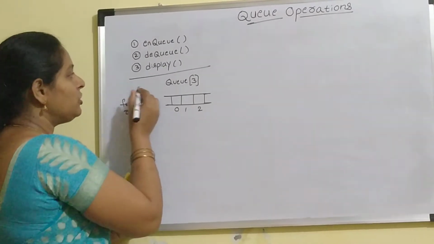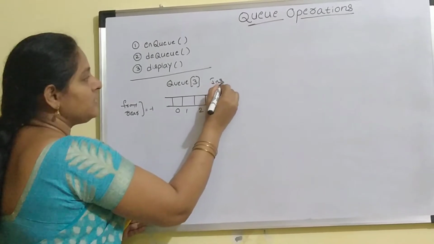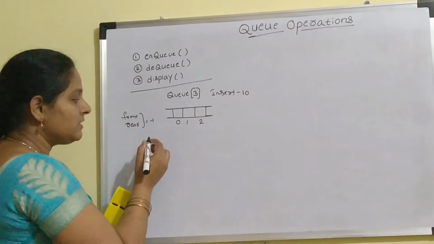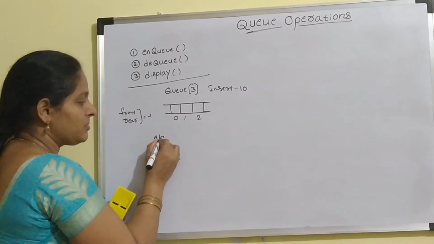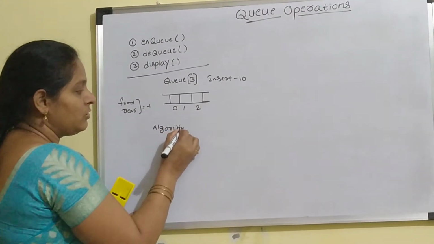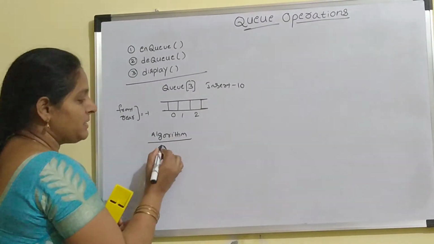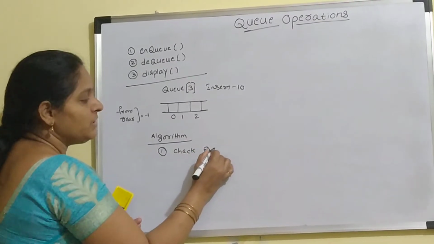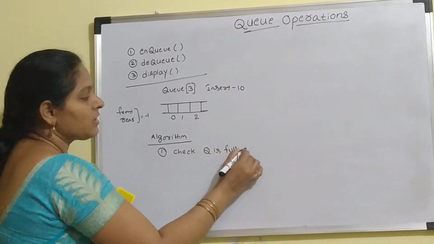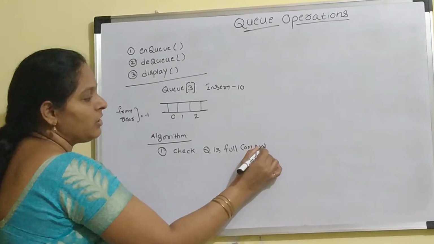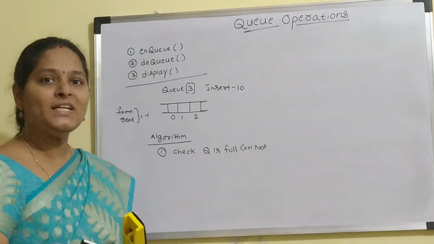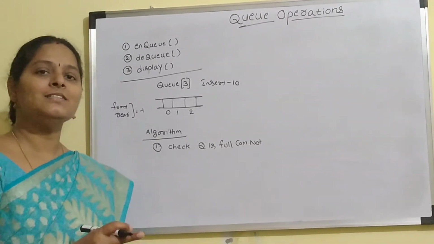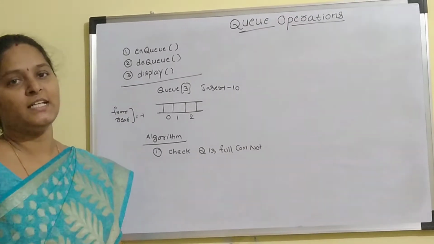Now see, I want to insert 10 into the queue. Okay. First see the algorithm for insertion operation. Algorithm for insertion. The first step is to check whether the queue is full or not. Because if the queue is full, we cannot insert elements into the queue. If the queue contains some empty locations, then only we can perform the insertion operation.